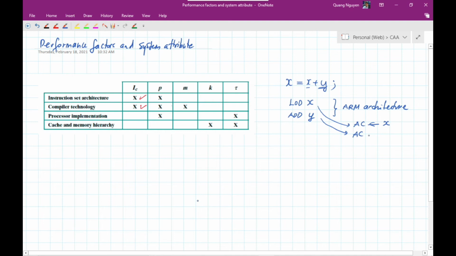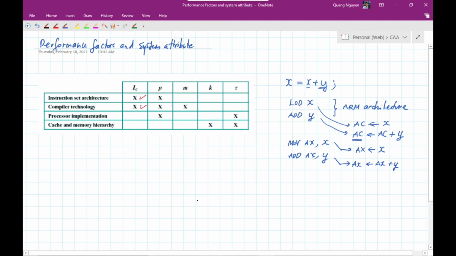And add Y means AC will store the value of the current AC added with Y. So in the end, AC will carry the value of X plus Y. Now in assembly language that you write in Intel x86, move AX, X. AX equals X. Then add AX, Y, which means AX now carries the value of the current AX added up with Y.